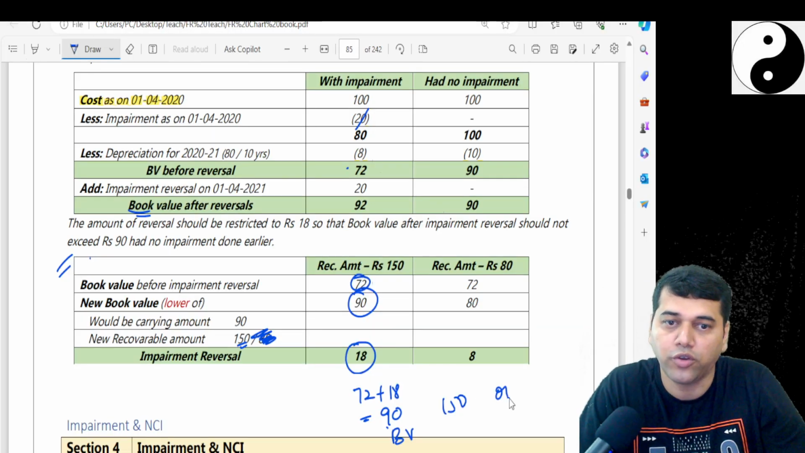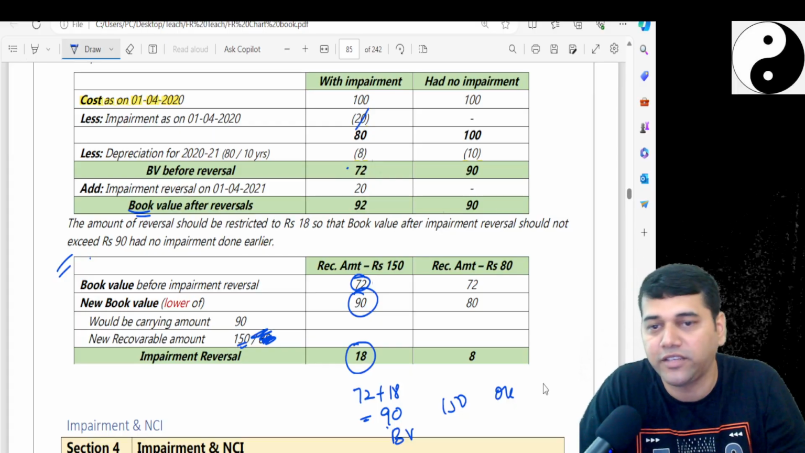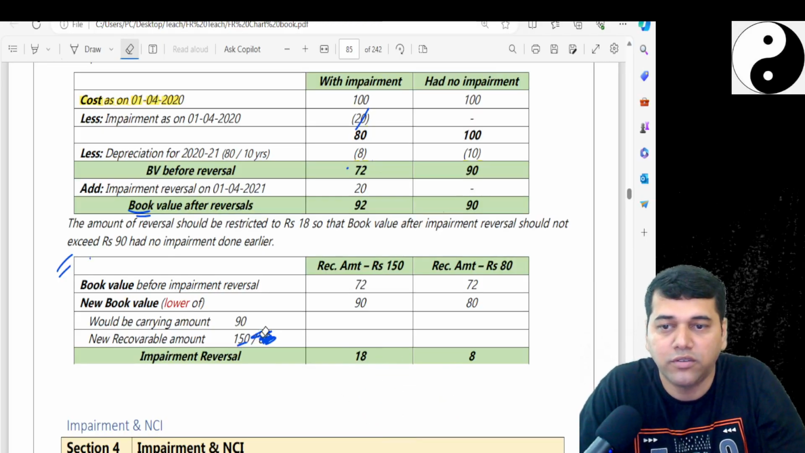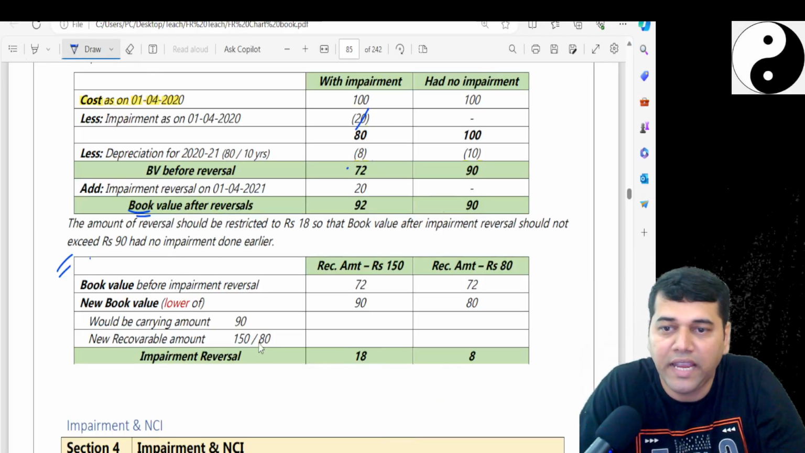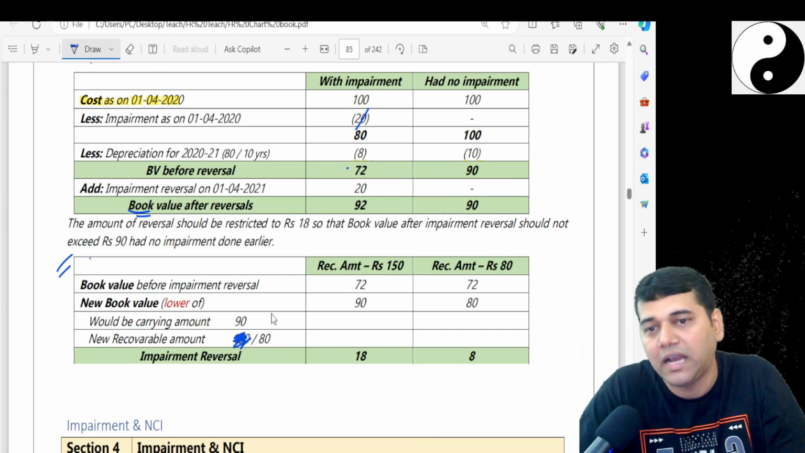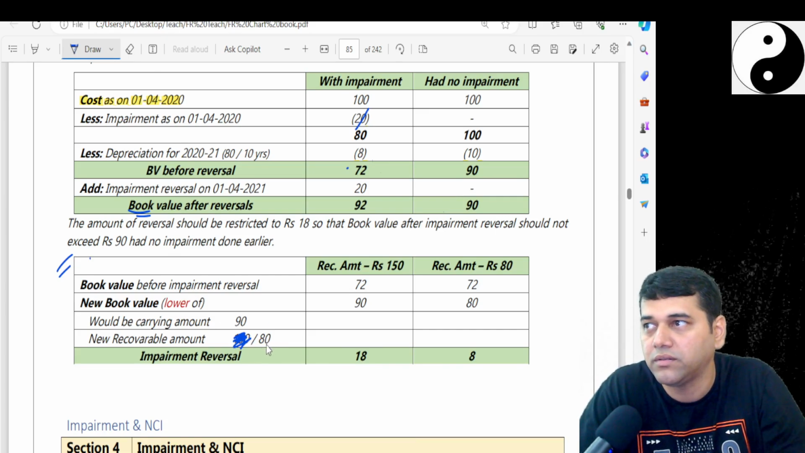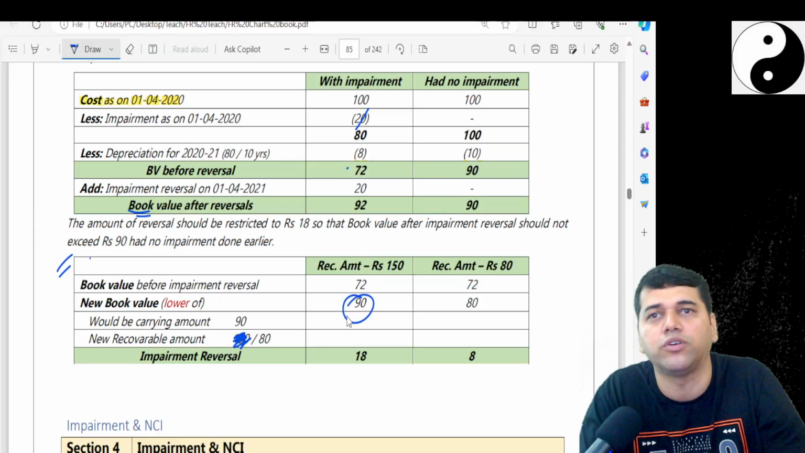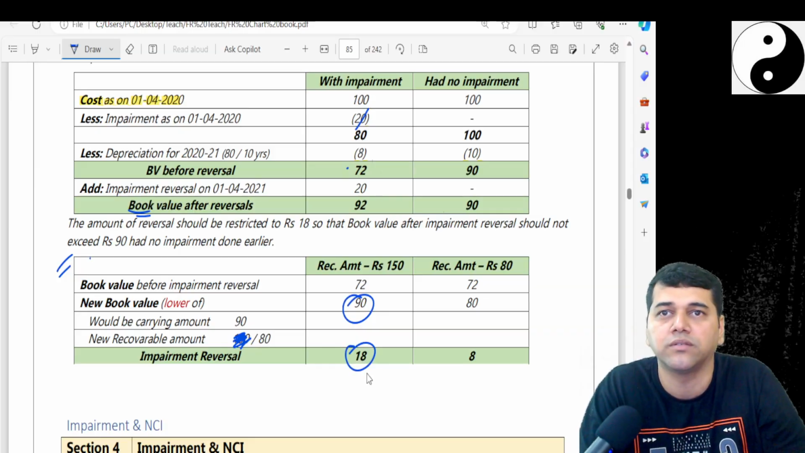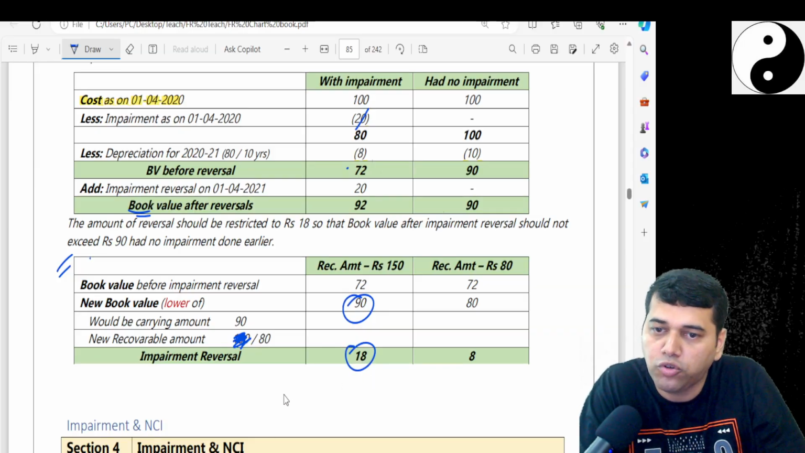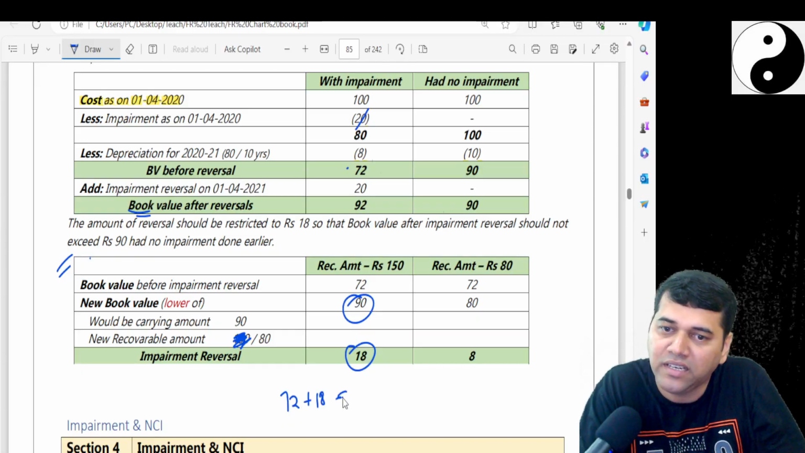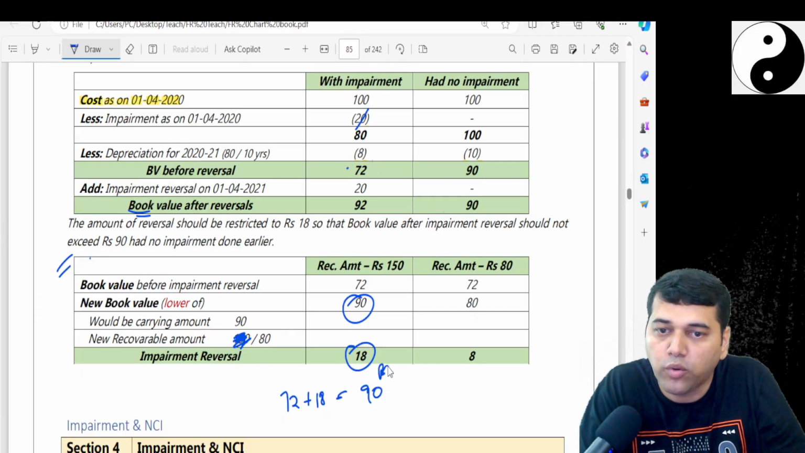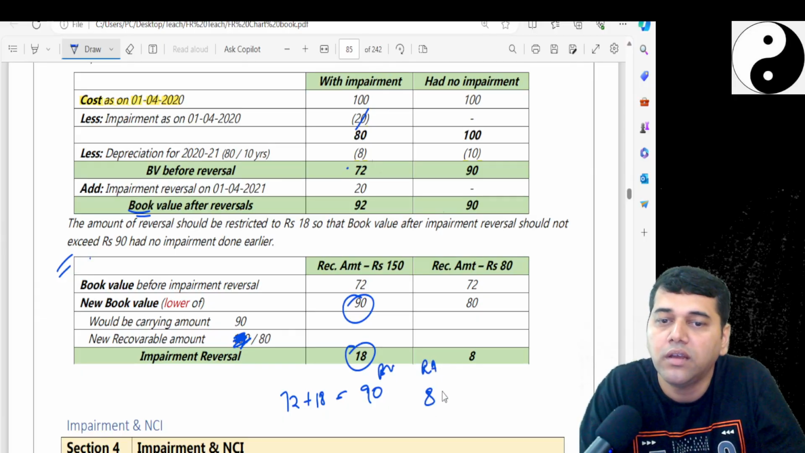So this is okay. I'll take you to another scenario. Scenario number 2: suppose my recoverable value is 80. I said whichever is lower, but you didn't consider that. You went to this story only and said 18 should be reversed. By reversing 18, 72 plus 18, you got a new book value of 90. This is the book value. What is my recoverable amount? 80, no?